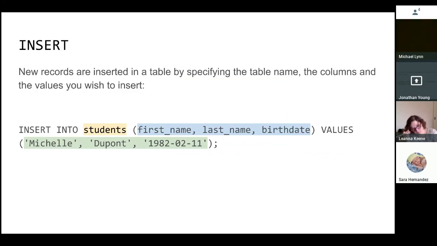Insert, like we talked about, we're going to create a new record inside of the database. So insert into the particular name of the table, and I'm going to pass in these particular 3 things in this particular order: first name, last name, birthday, and the values of those are going to be Michelle going to first name, DuPont going to last name, and the birthday being 2/11/82. So is that creating new columns? It's creating a new row.